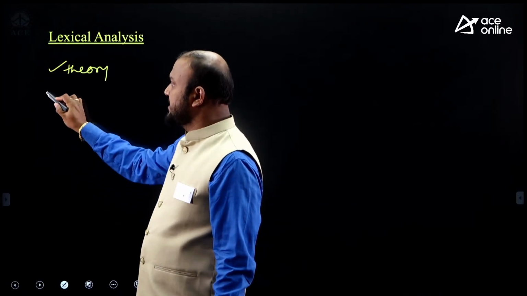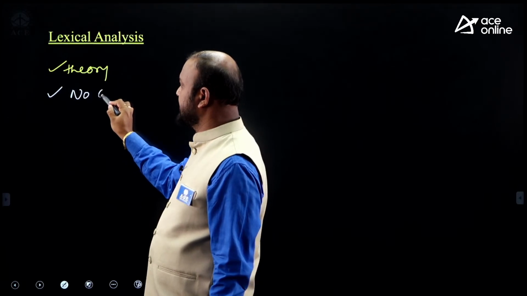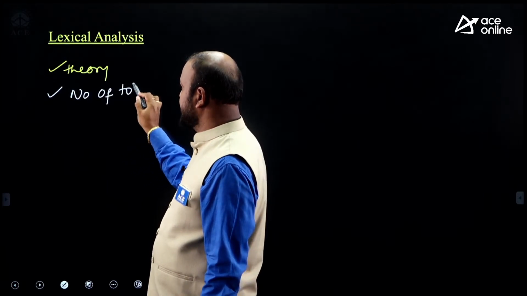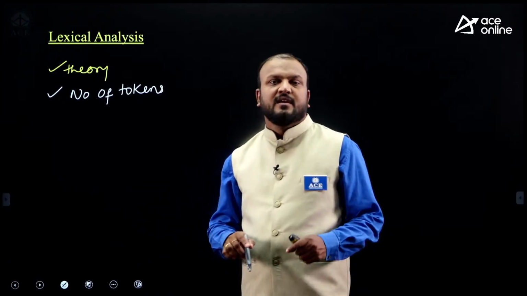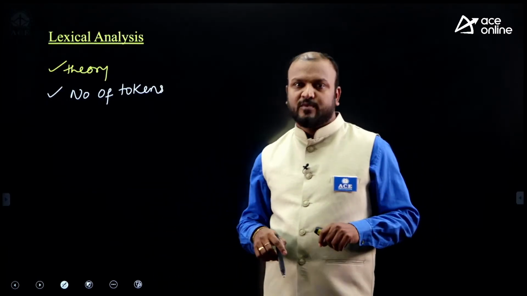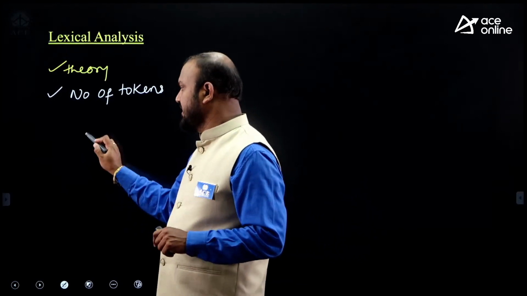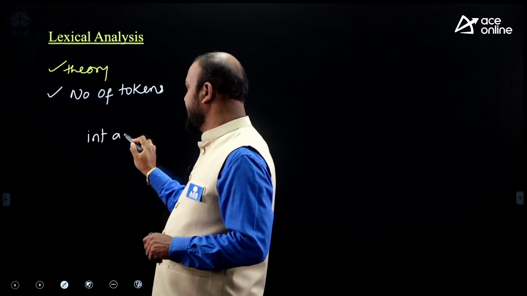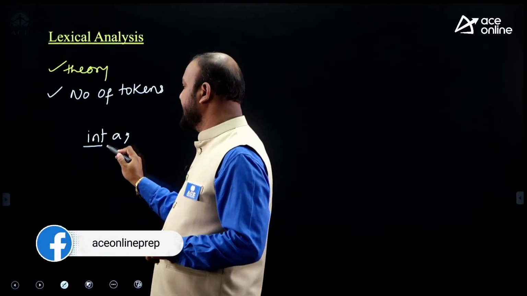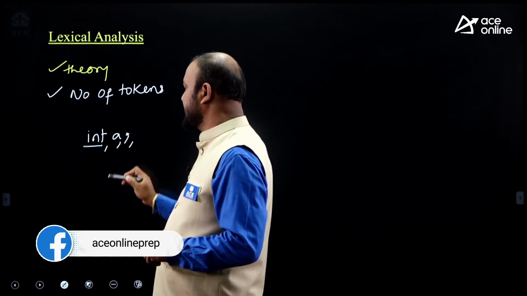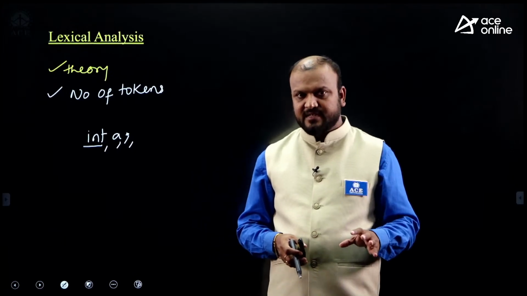One more type of question is on the number of tokens. They give some program snippet and ask to find how many tokens are in the program. Like, int a semicolon: int is 1 token, a is 1 token, semicolon is 1 token, so there are 3 tokens. They give a program snippet.